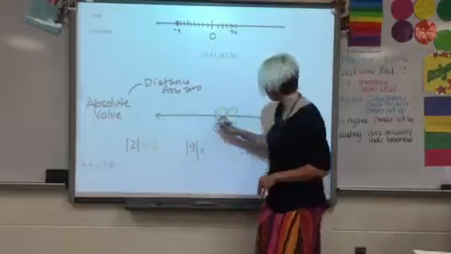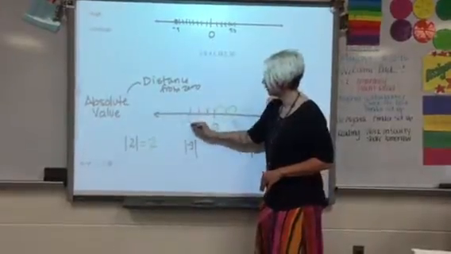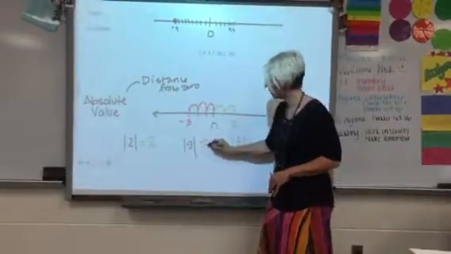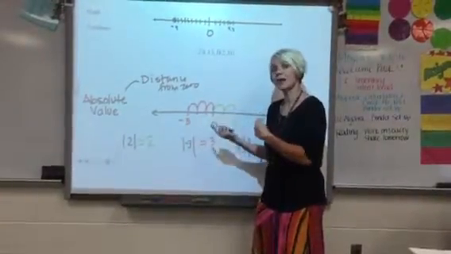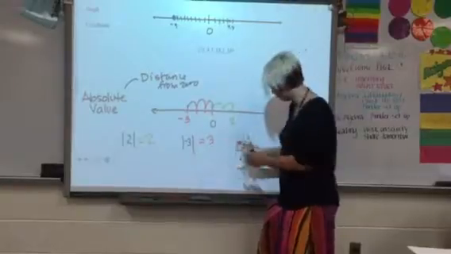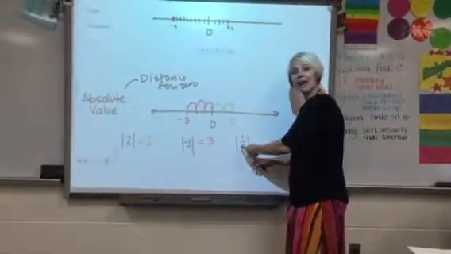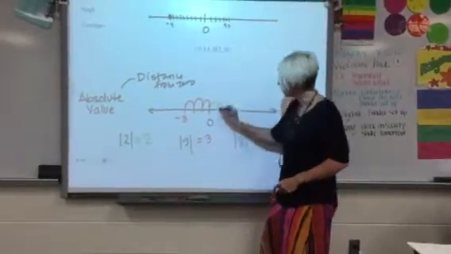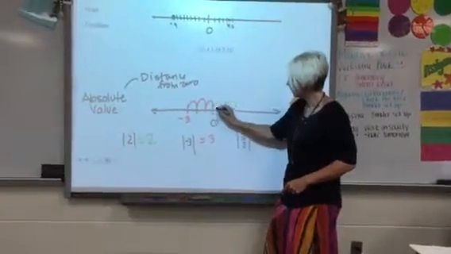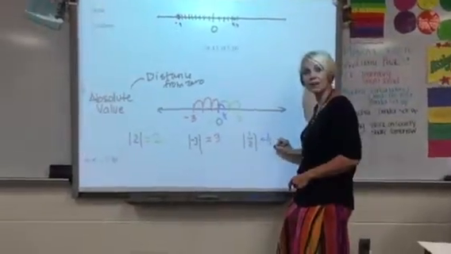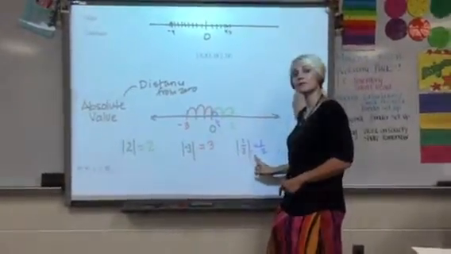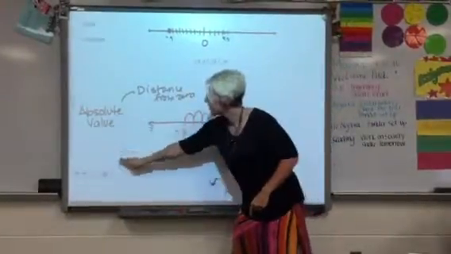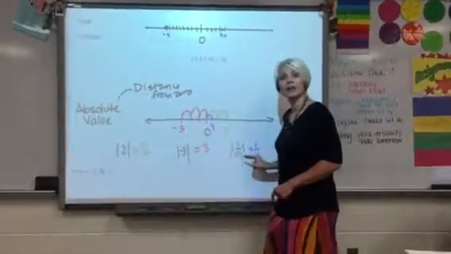How about -3? Here is -3. How many steps from 0? 1, 2, 3. Remember, direction doesn't matter. It's just how far from 0. Here's the absolute value of a half. How far is 1/2 from 0? Well, let's look. Here's a half. It is 1/2 step. If you take 1/2 step from 0, you're a half step away from 0. These lines right here mean absolute value. Now practice.